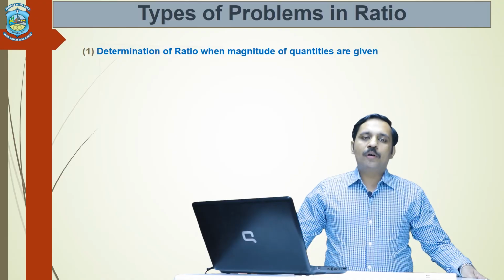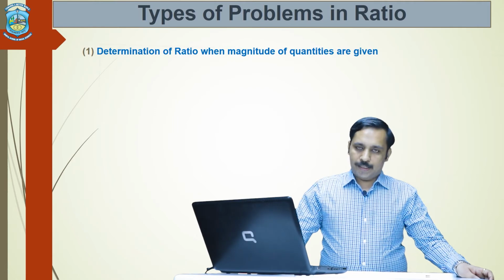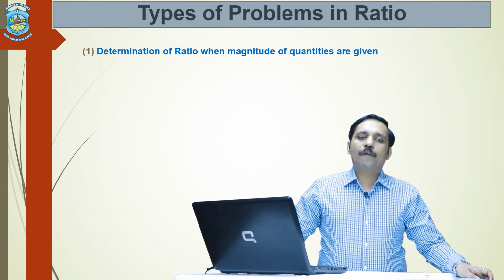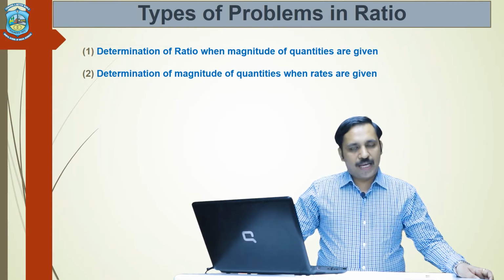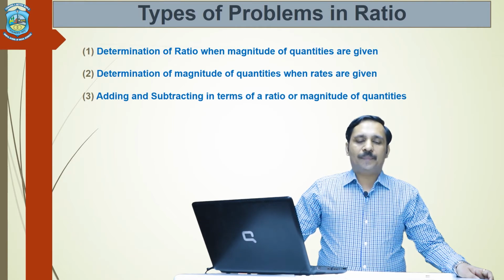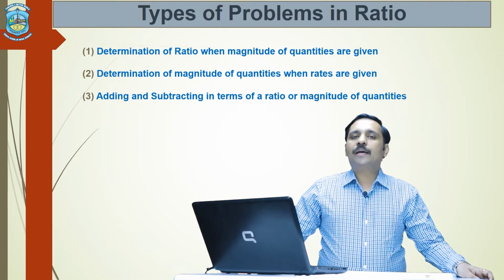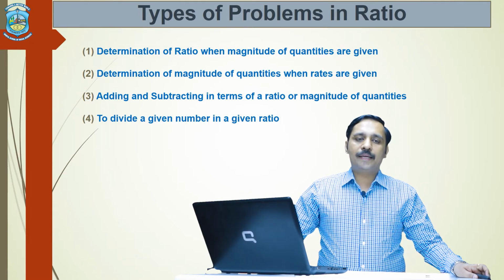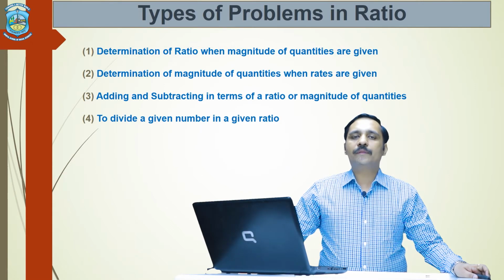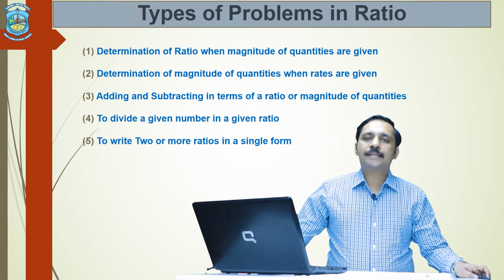The first type of problem is determination of ratio when the magnitude or value of quantities is given. Second type of problem, determination of magnitude or quantities when ratios are given. Next type of problem, adding and subtracting in terms of a ratio or magnitude of quantity. Here magnitude means values. Next type of problem is to divide a given number or quantity in a given ratio. Next type of problem is to write two or more ratios in a single form.